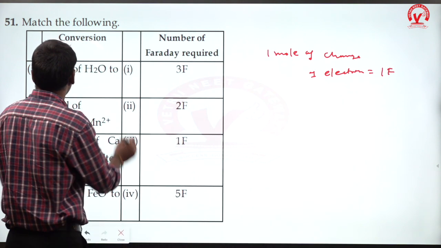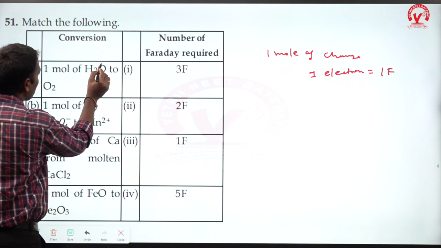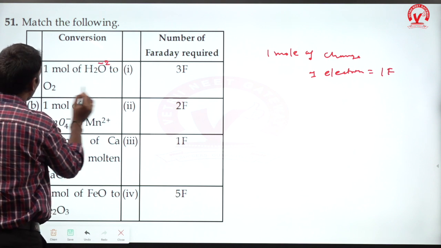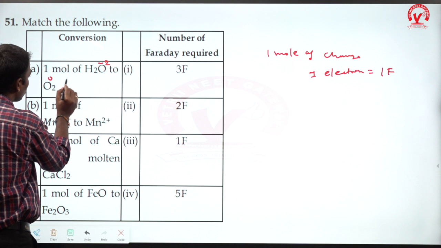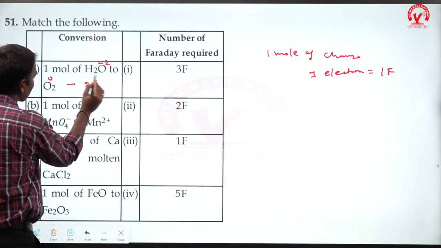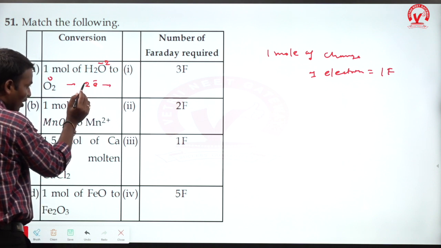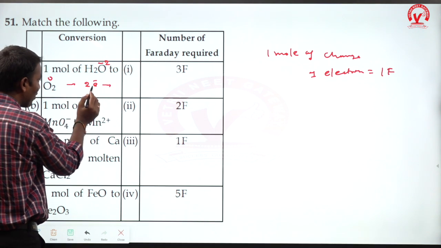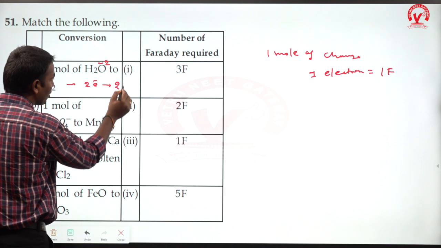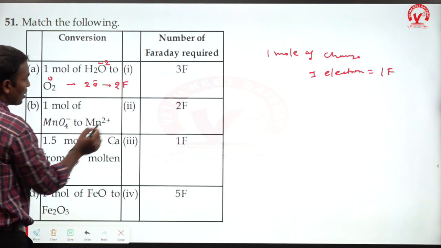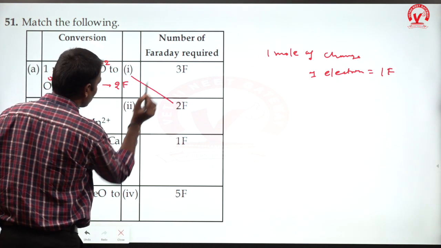Now see here, 1 mole of H2O, the oxygen state is -2, and in O2 it is 0, so 2 electrons change here. 2 electrons change means, since 1 mole of electron charge is 1 Faraday, 2 moles of electron charge is 2 Faraday we have to take. That is the reason why we take A as 2.